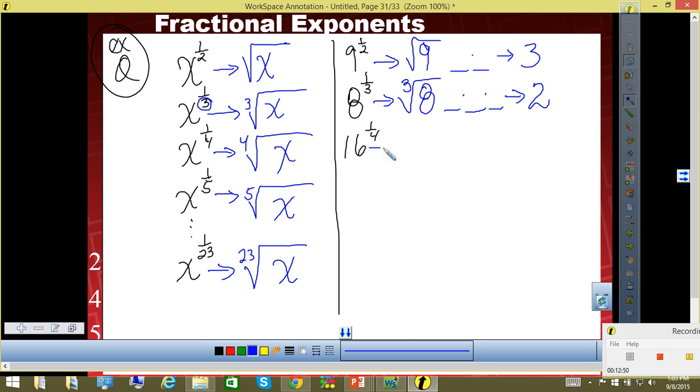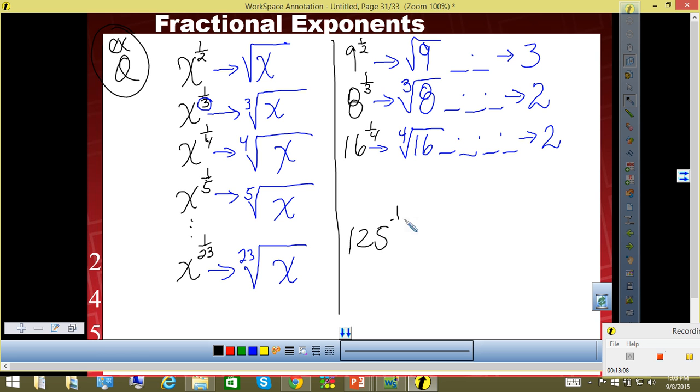Look at this one. This means the 4th root of 16. What does that mean? What number times itself 4 times gives me 16? What is that number? 2. Copy that and see if you can do this one by yourself.